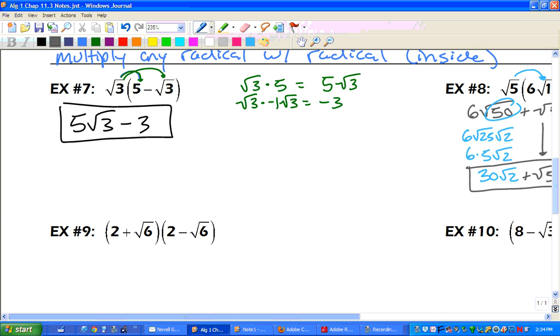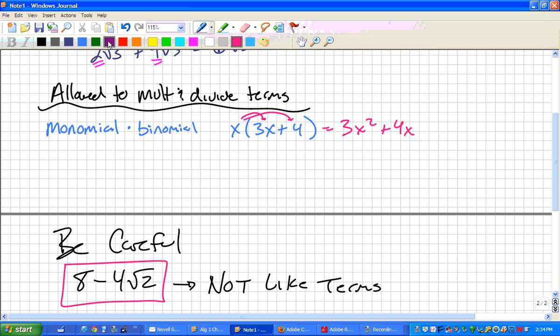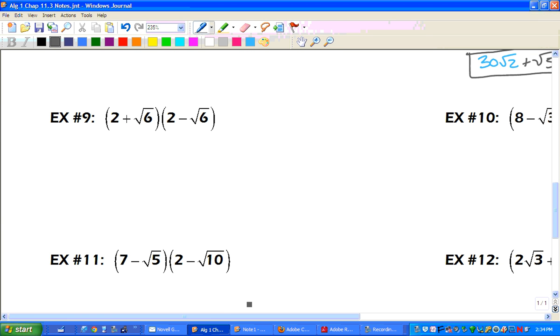All right, example number 9. Ooh. Now we have a binomial times a binomial. And the two ways that we talked about doing that, okay, we talked about either doing FOIL or the box method, and I'm going to do an example of both of those. Okay. So the first one we're going to do is FOIL, and that's where we multiply the first.